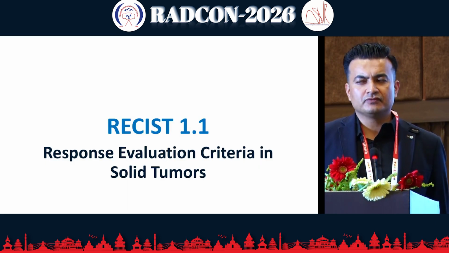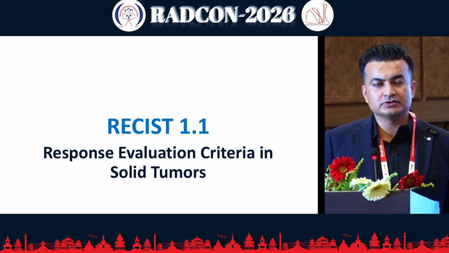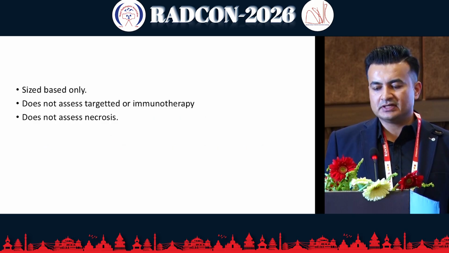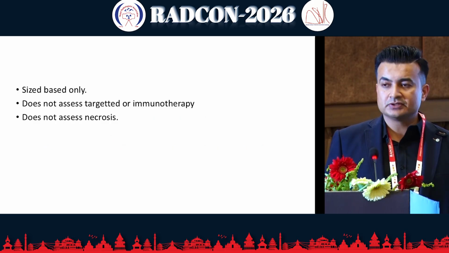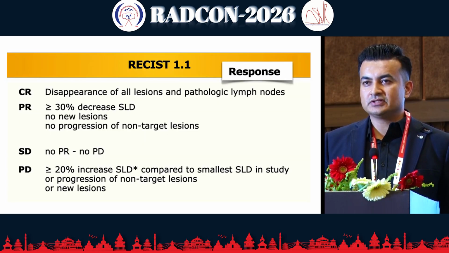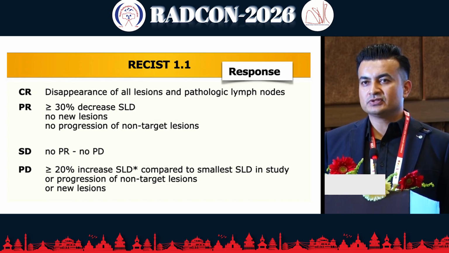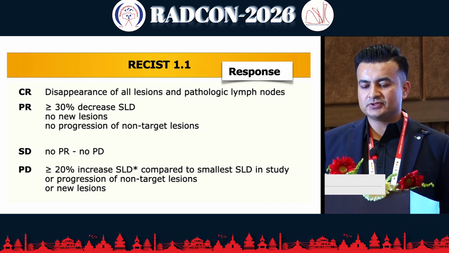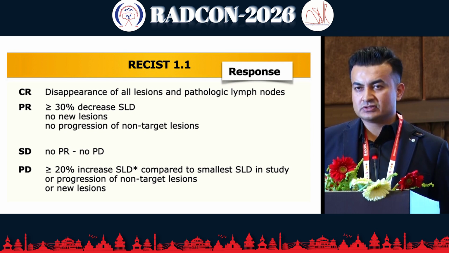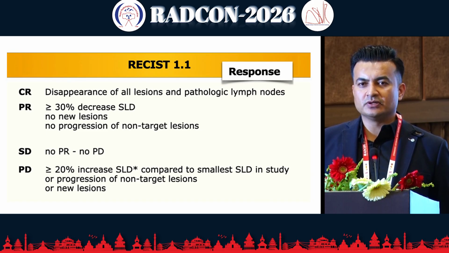So RECIST, a lot of us have been following RECIST. It's basically for solid tumors that are being treated with cytotoxic drugs. So it's only a size-based criterion and does not assess targeted or immunotherapies. There are four categories basically. Response means a 30% decrease in the size of the tumor, and progression is more than a 20% increase in the size, of the total sum of the size of the tumors that we take. Then there is stable disease, where there is neither progression nor partial response. And complete response is when the tumor is completely gone.